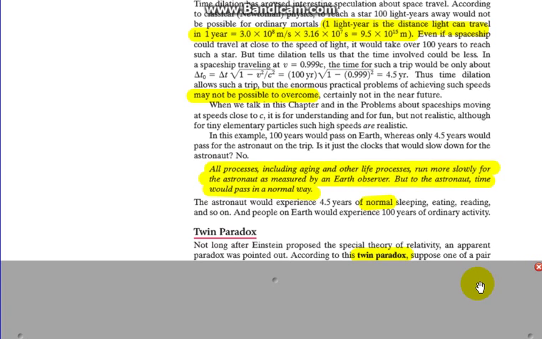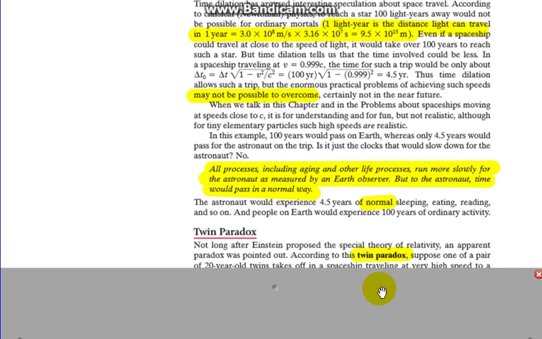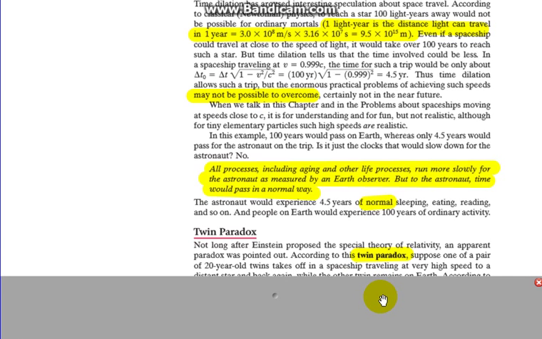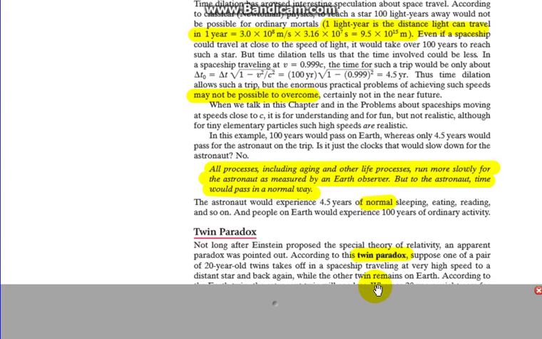Earth sees the ship going away from Earth, but guess what? The people on the ship see Earth going away from it. It's all relative. The observers on Earth see the ship moving away from them. The people on the ship see Earth leaving behind them. So how would that work? The people on the ship would say, well, the Earth's time is going slow compared to us, because it's the Earth that's moving away from us.